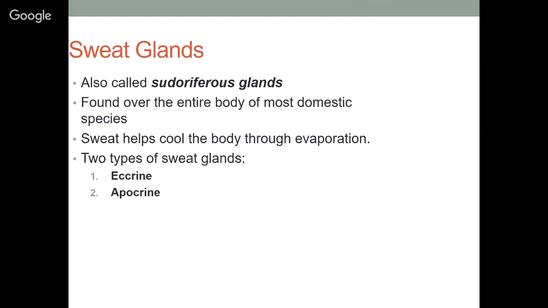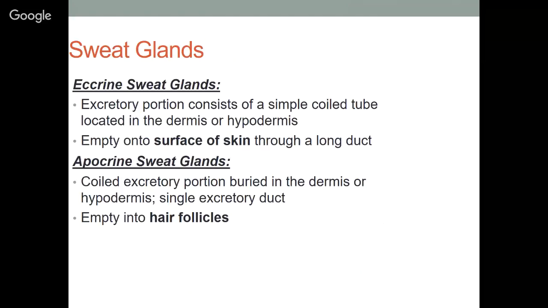Sweat glands are also called sudoriferous glands. They're found over the entire body of most domestic species, but not dogs and not pigs. Important to remember that. Sweat helps to cool the body through evaporation. You should know this from your own body. We sweat when it's hot. And the reason we do that is that it releases water onto our skin, which then cools our skin by evaporation. There are two types of sweat glands. They are the eccrine and apocrine sweat glands, and it's real easy to tell them apart. Eccrine sweat glands empty onto the surface of the skin, and apocrine sweat glands empty into hair follicles. So eccrine, surface of the skin, apocrine, into the hair follicles.